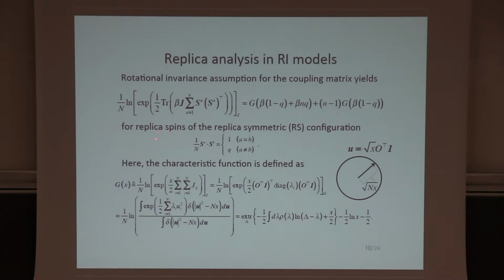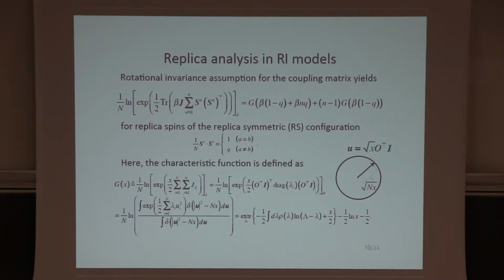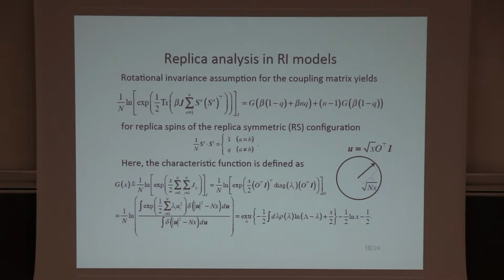Okay? When the replica spins are in the replica symmetric configurations characterized by these conditions. And here, the G function, this characteristic function, is defined by these expressions. First, it's defined by the average over the matrix ensemble, but this practically reduces to the average over the spherical integration of the spherical spins. And finally, we get this kind of expression using the eigenvalue distribution, right?